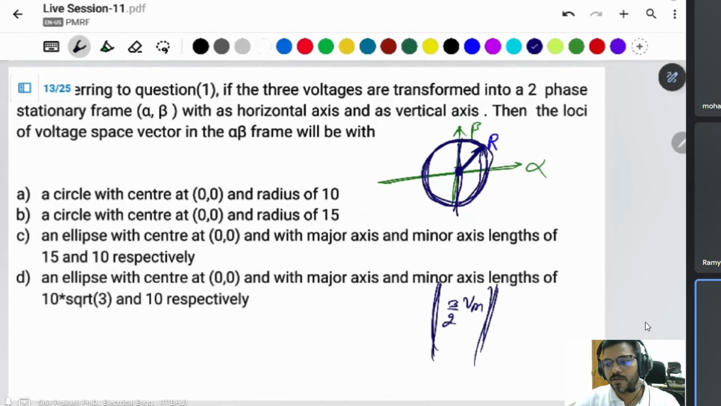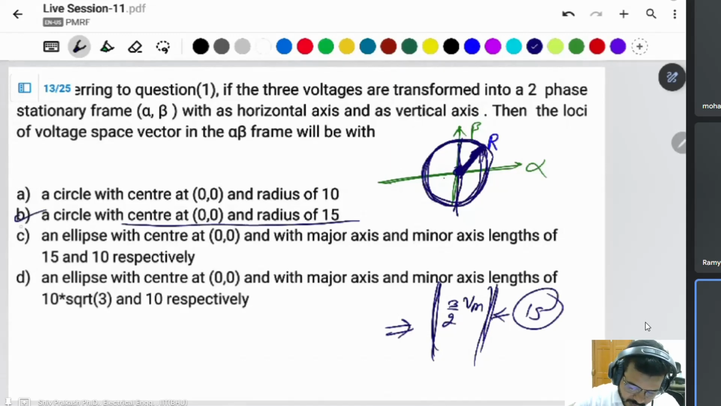With cos omega t, if you rotate it, the magnitude will change. The maximum magnitude is this one, and this is the radius, 3 by 2 Vm, which is 15, and it makes a circle centered at 0 0. A circle with a center of 10? No, 10 is the magnitude of the three-phase system, not the two-phase system. If you convert this three-phase to a two-phase system, the magnitude will be 3 by 2 Vm, 1.5 times that. An ellipse with a center at 0 0, with major and minor axis lengths 10 and 50?